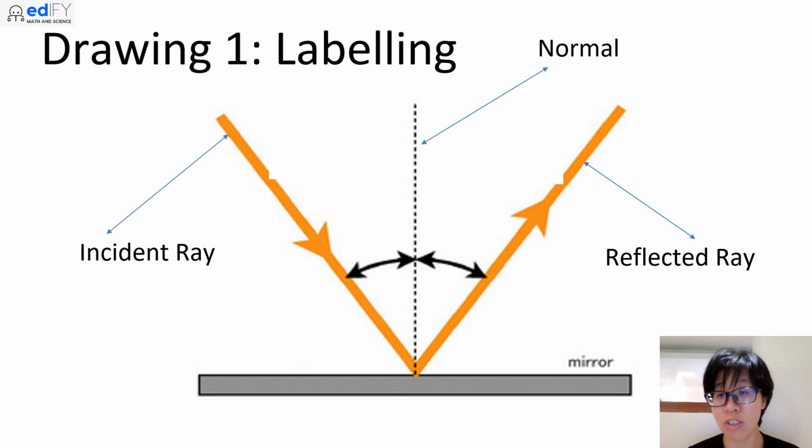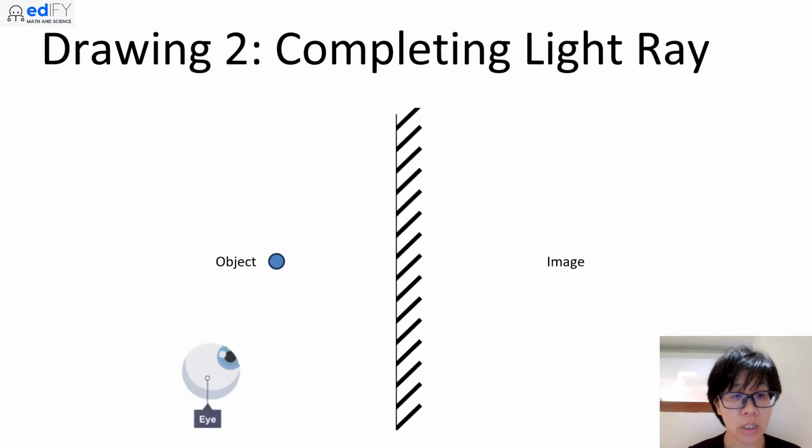So just now we mentioned the labeling. So make sure you know what is the incident ray and the reflected ray, and over here the angle of incidence and the angle of reflection. Alright, besides this, do know how to complete the light ray. So how do we draw? There are a few steps, and make sure you follow this whenever you draw reflection kind of drawing.